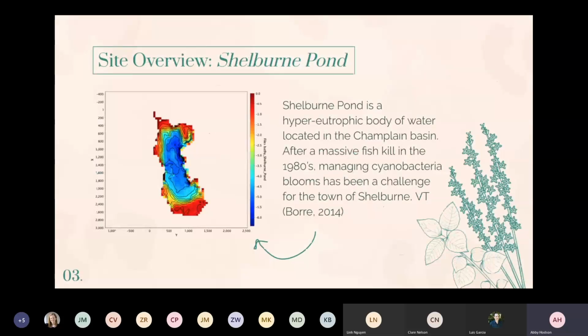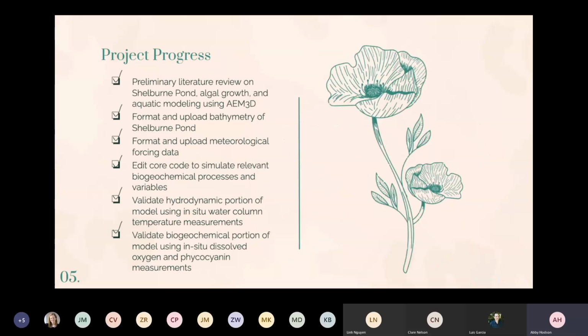Like I mentioned before, I chose Shelburne Pond specifically for this project because eutrophication is highly prevalent in Vermont. We hear about harmful algal blooms in Missisquoi Bay, Burlington Bay, Shelburne Bay, and Shelburne Pond is a site that has historically struggled with managing cyanobacteria blooms for decades. So I wanted to create something for this smaller scale body of water that could potentially alleviate this issue.